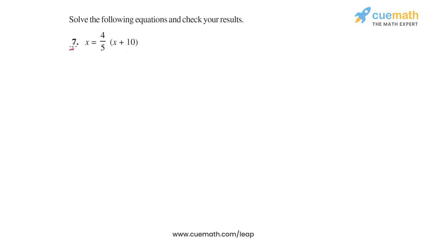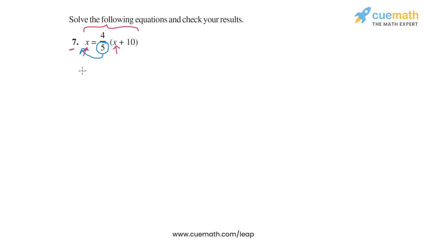In question 7, the equation we have to solve is x is equal to 4 by 5 times (x plus 10). So we have the variable x occurring on both sides, on the LHS as well as on the RHS. Now as our first step, what we can do is multiply both sides of this equation by 5, which will essentially be the same as taking this 5 in the denominator on the right hand side and cross multiplying it on the left hand side into the numerator.